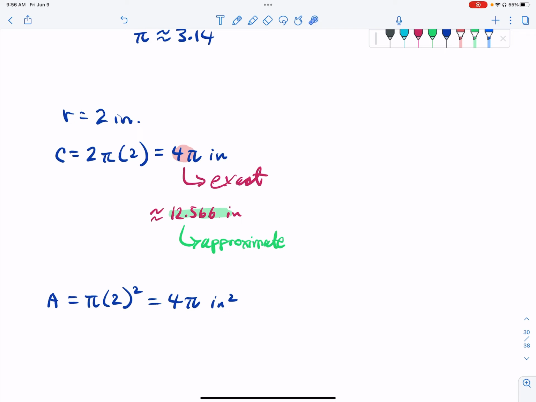So let me ask you a question. Both of these answers are 4 pi. Does that mean that the circumference and the area are equal to each other? No, circumference cannot be equal to area. It's impossible. And the reason why is because these are inches. These are sticks and these are squares. Sticks and squares cannot be equal to each other, even though the numerical part here is exactly the same.